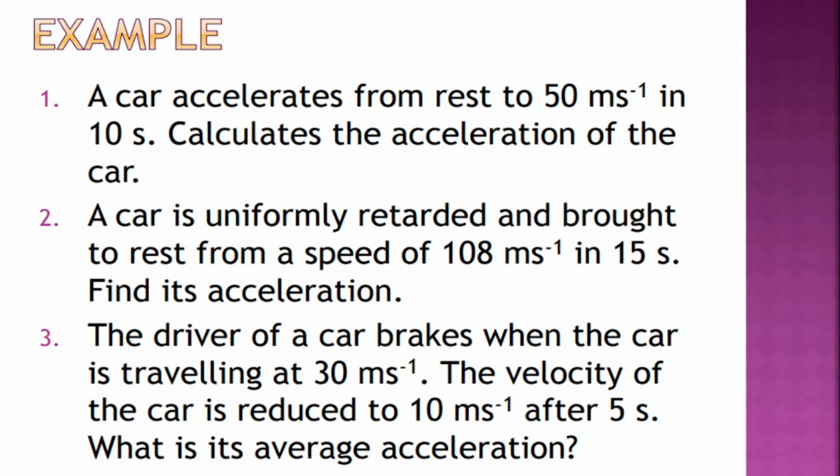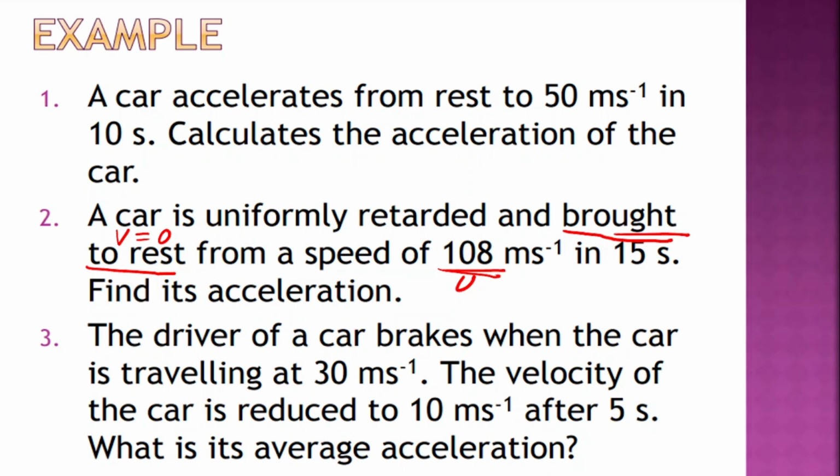It means that the final velocity v of the car is 0 and it has an initial velocity of 108 meter per second. This is the initial velocity u, that is 108 meter per second, and because it is finally brought to rest, the final velocity of the car, that is v, becomes 0.